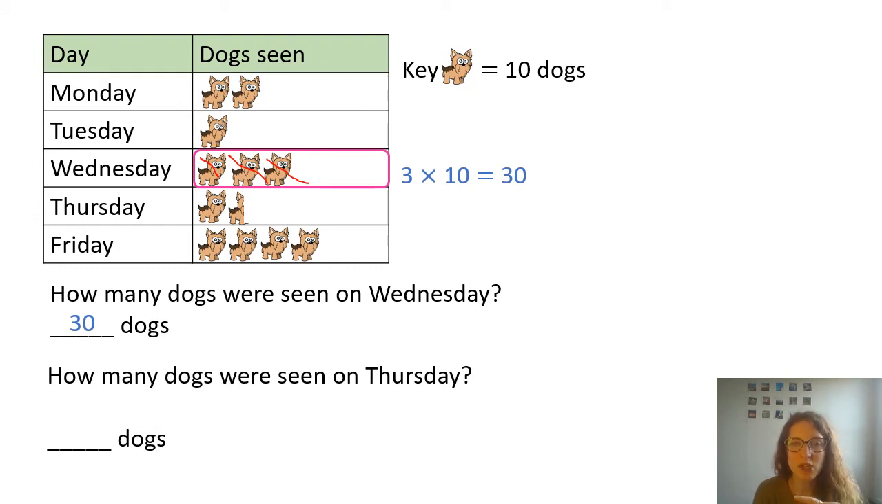How many dogs were seen on Thursday? Have a look in the Thursday column. Unfortunately, we've only got part of a dog on that one, so what would it be worth? We have 10 and a half of that one, so 5. We wouldn't write it as 10 and a half. What is half of 10? 10 plus 5 is 15. If you put 10 and a half, that wouldn't be right. We need the number.